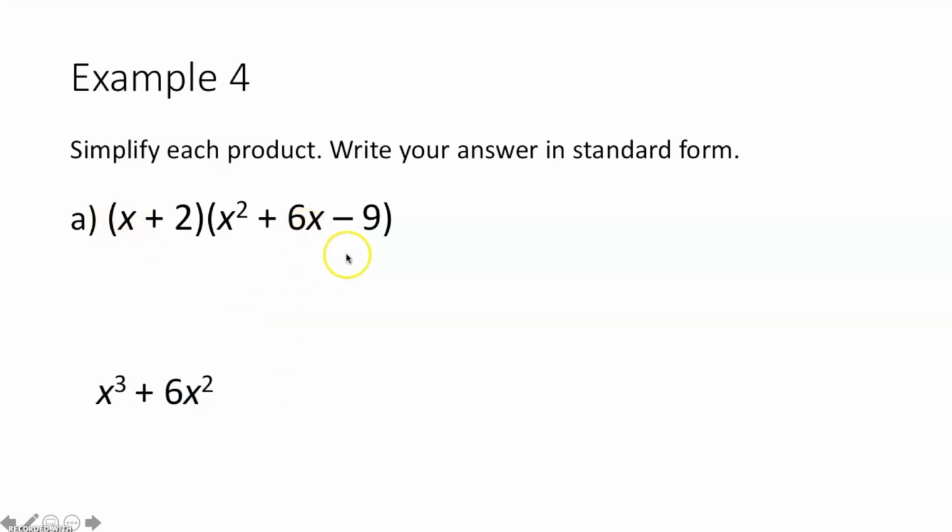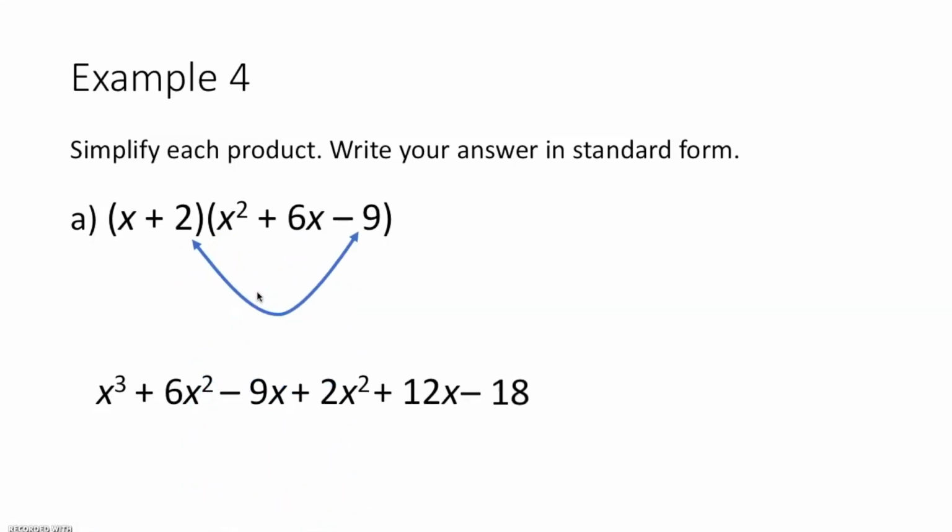Then we multiply the x to the negative 9. What's negative 9 times x? That's negative 9x. Sweet. Now we're going to do the 2. We distribute the 2 to each of these terms. So 2 times x squared is going to be 2x squared. 2 times 6x is going to be 12x. And then 2 times negative 9 is going to be negative 18.